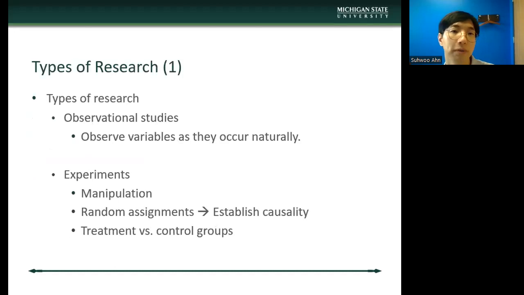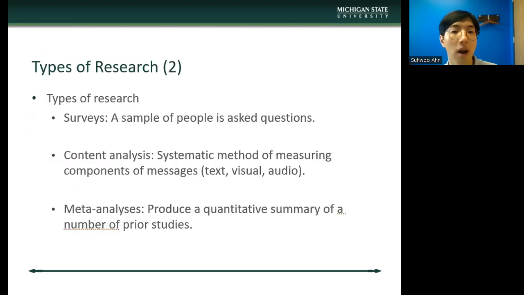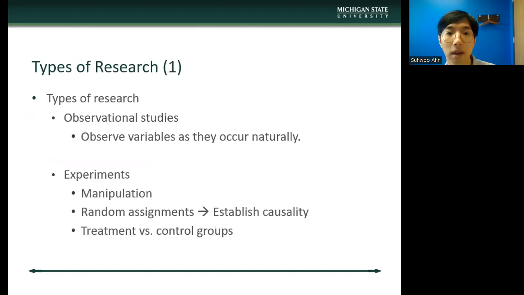Next, we'll go to 5 types of research. So we talk about observational studies, experiments, surveys, content analysis, and meta-analysis. First one I want to talk about here is observational studies. In observational studies, researchers observe or measure variables as they naturally occur. And in observational studies, researchers cannot manipulate levels of the independent variable.